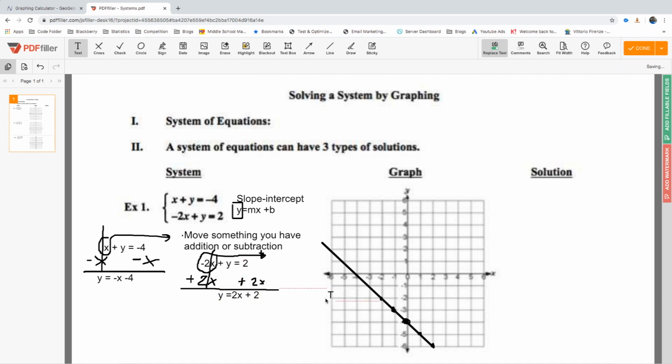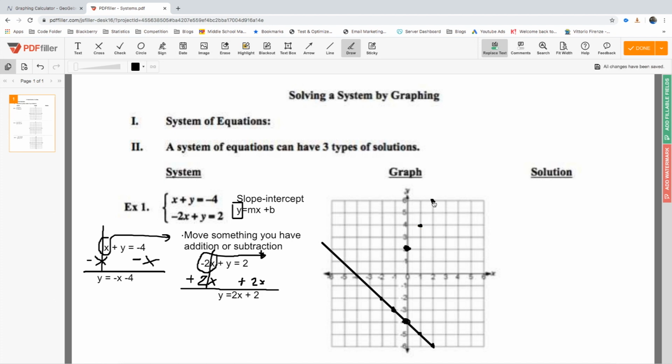I think I have everything I need to graph now because there's my y-intercept and there's my slope. So let's go ahead and plot the y-intercept first, which is at a positive 2. Put a point at positive 2 on the y-axis. Okay, now I follow my slope. The slope is a positive 2, which means I'm going to go up 1, 2, and then over to the right 1, and put a point there. And then I'm going to do the same thing again: up 1, 2, and over to the right 1.